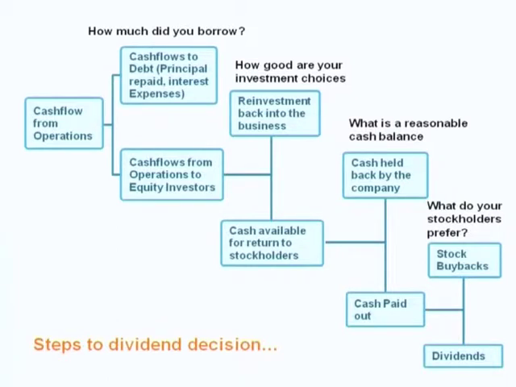Second question that you need to ask yourself, how good are your investment choices? If you have good investment, you need to reinvest back into the business. And whatever is left, once you invest back into the business, is the cash available to return to shareholders. The next question, what is the reasonable cash balance? You need to know your target cash balance, the cash held back by the company. So you need to be able to calculate the optimal level of cash and the minimum level of cash. And whatever is left, you pay out to investors, common stockholders. So you need to ask your last question, what do your stockholders prefer? Do they prefer buybacks or dividends?